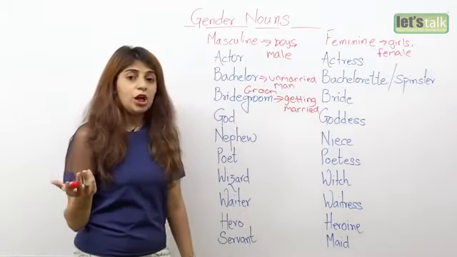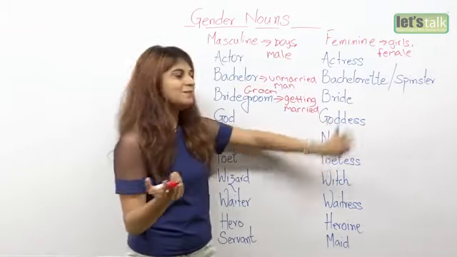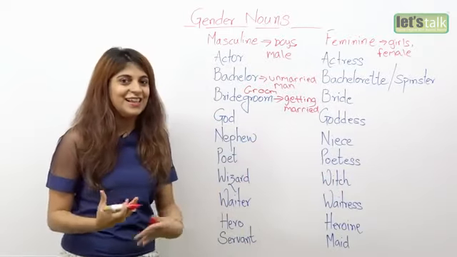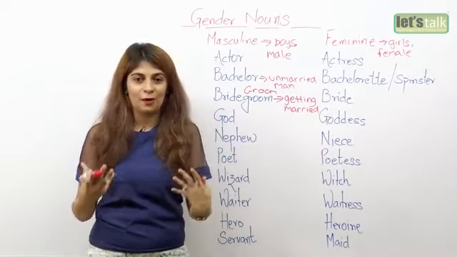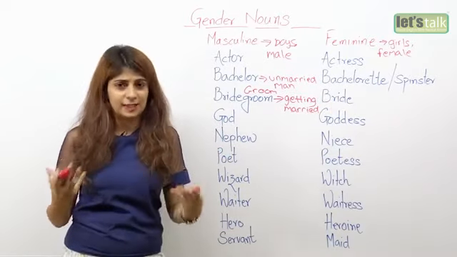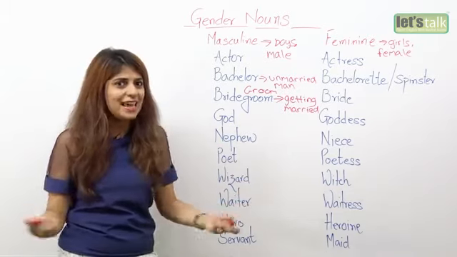And then what about the girl who's getting married? Well, the beautiful bride. So females who are getting married are called a bride. They look beautiful and absolutely stunning because it's their wedding day.